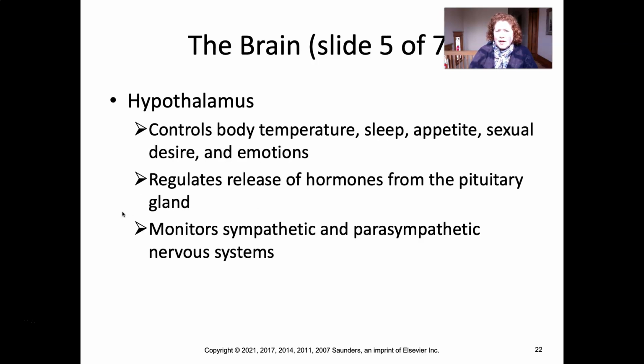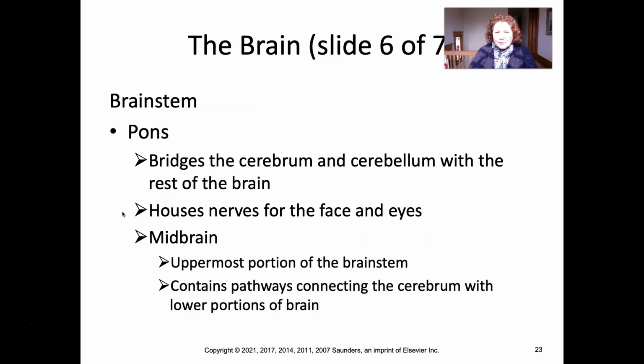Hypothalamus controls your body temperature, sleep, appetite, sexual desire, and emotions. It regulates the release of hormones from the pituitary gland. It monitors your sympathetic and parasympathetic nervous systems. So it does an enormous amount.